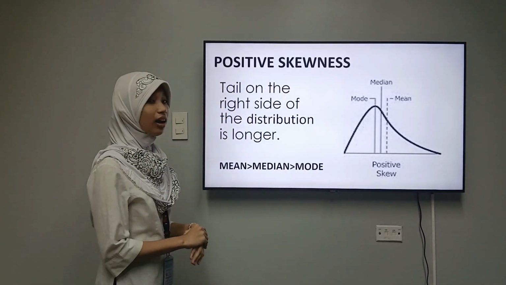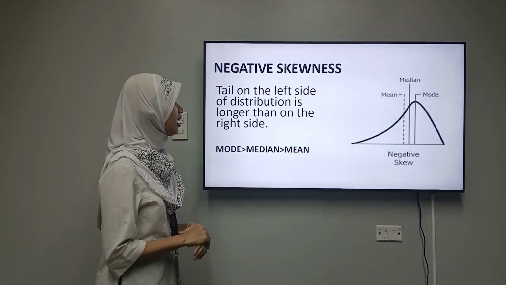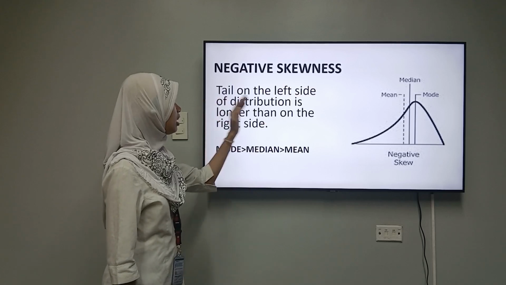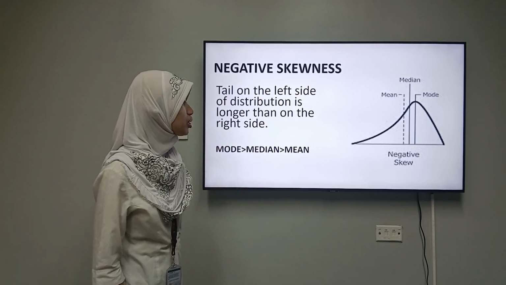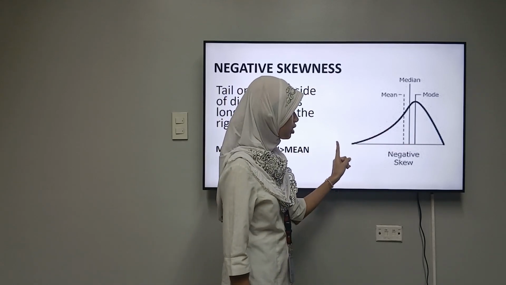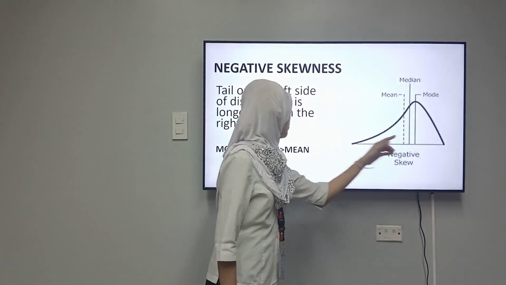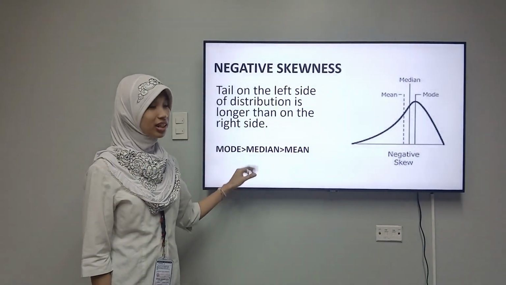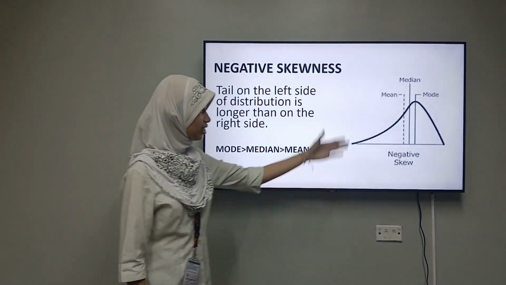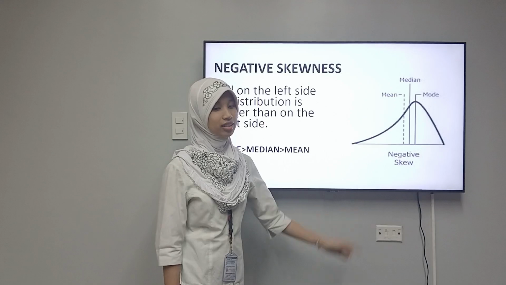Next, we also have negative skewness. The tail on the left side of the distribution is longer than on the right side. So we can say that the mode is greater than the median and the median is greater than the mean. This is an example of negative skewness.